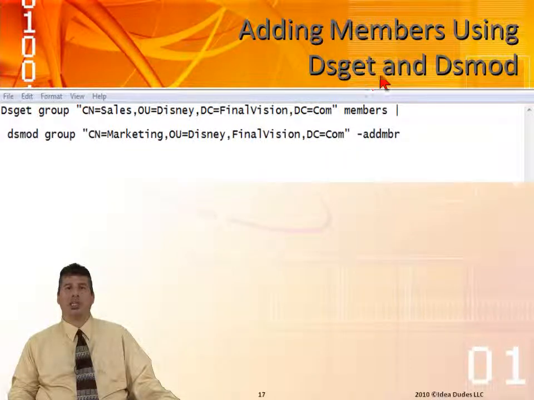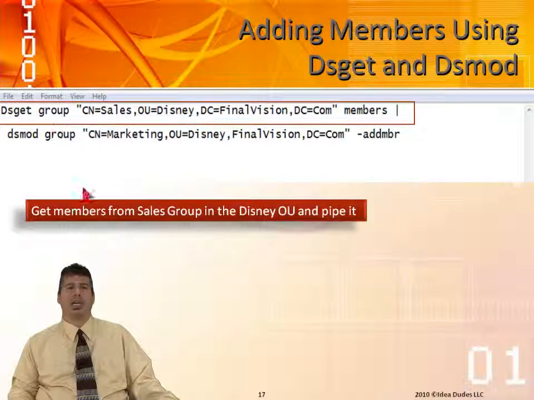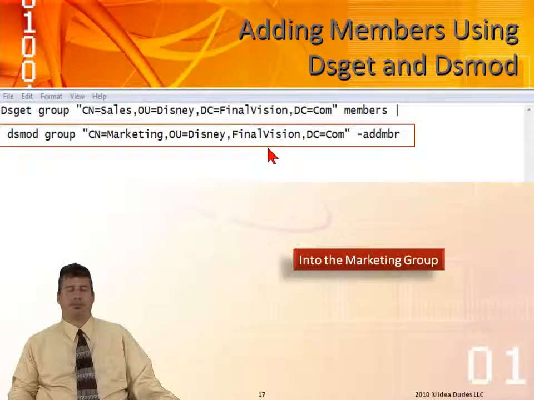So, adding members using Dsget and Dsmod. What we're doing here is we're saying, okay, I want to see everybody that's in the sales group. We want to find the members, and we're going to add these over to another group. So we're doing Dsget, get the members from the sales group and the Disney OU, and we're going to pipe this information into the marketing group. So here we're saying dsmod group, CN is equal to marketing, OU is equal to Disney, DC is equal to Final Vision, DC is equal to com, and we're doing -add member. And what we're saying here is give me the salespeople, put them into marketing.